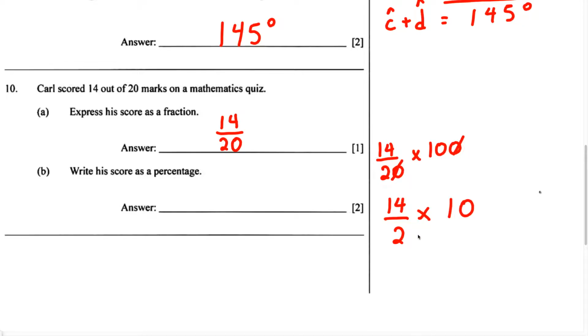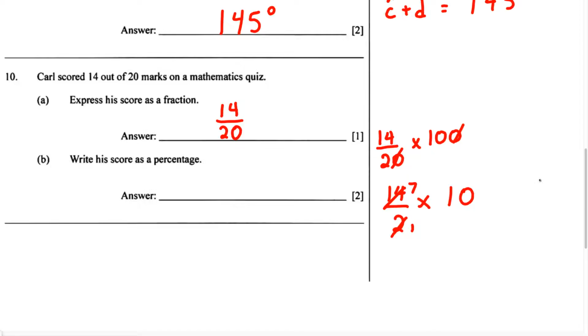And I know 2 can go into 2 one time, and 2 can go into 14 7 times. Therefore, we're going to be left with 7 over 1 multiplied by 10. Now, we can just say 7 times 10 is going to give us 70. Once we multiply it by 100, we now have to add the percent symbol. And once we do this, our answer is complete. For part B, his score as a percentage is going to be 70%.